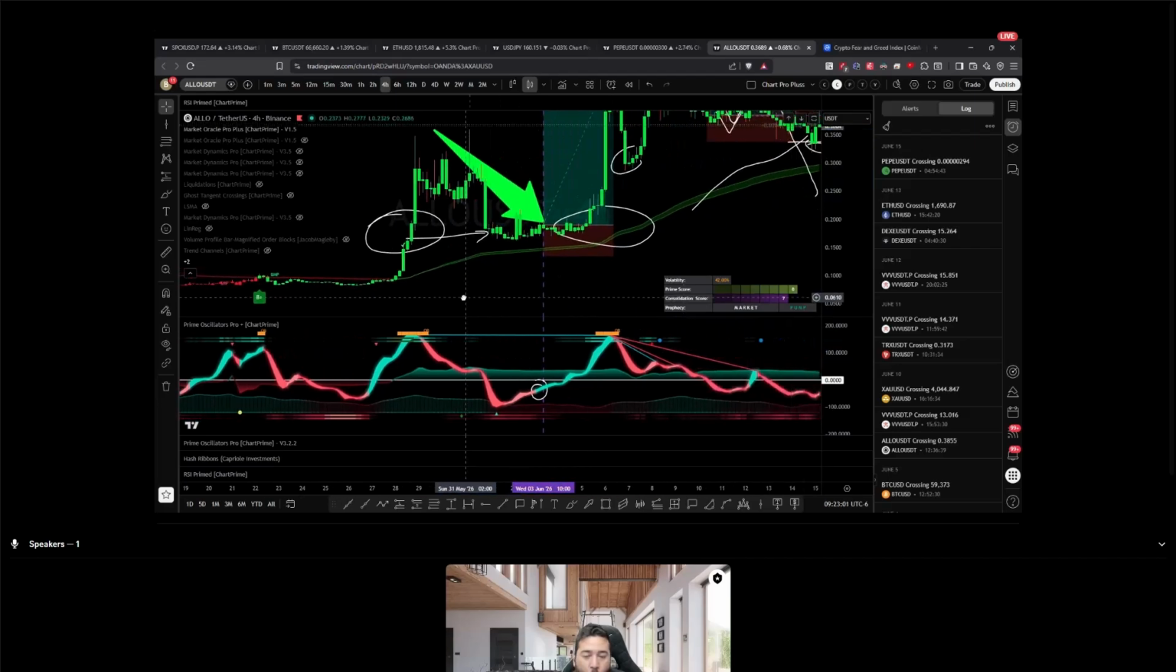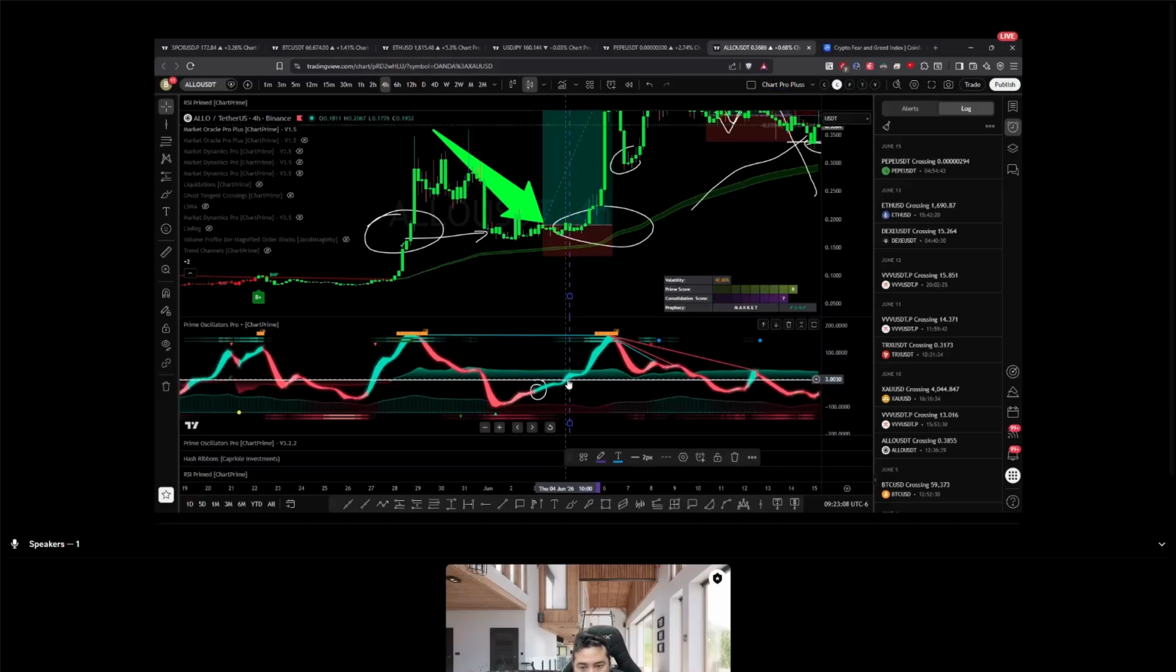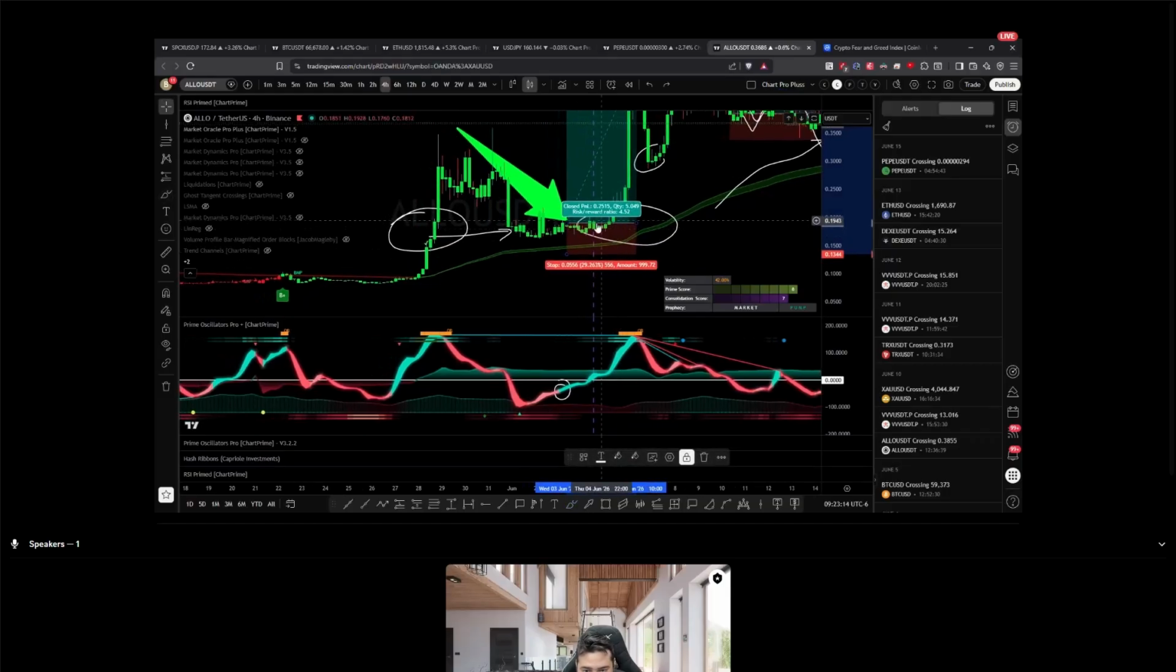What would I rather have? I would rather have, there we go, my oscillator breaking through that zero line right here. So it would have been okay for me to enter, that's fine, to enter just a couple of candles after.